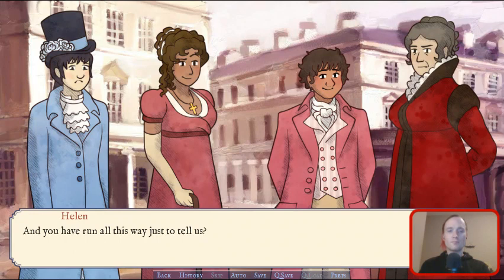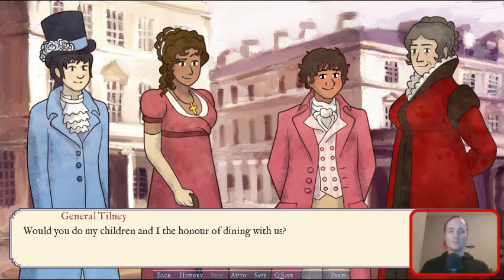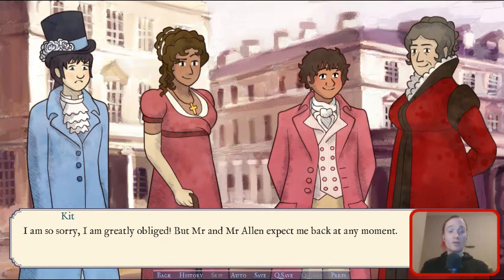And you've run all this way just to tell us? Miss Morland, this is our mother, General Tilney. It is a pleasure to meet you, General Tilney. Likewise, Miss Morland. You are a true friend to run all this way just to clarify a simple misunderstanding. Would you do my children and I the honor of dining with us? Oh yes, that would be delightful. I am so sorry. I am greatly obliged, but Mr. and Mrs. Allen expect me back at any moment.